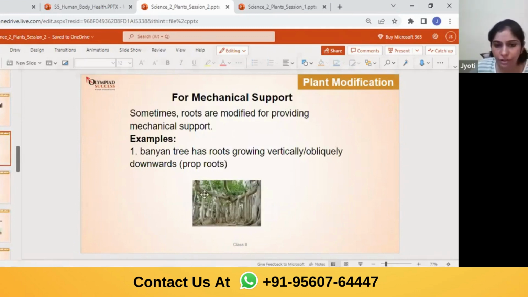See, in banyan root, this is a banyan tree. What happens in a banyan tree? There are two types of roots which give support. One is known as prop roots. The other one is known as aerial roots.